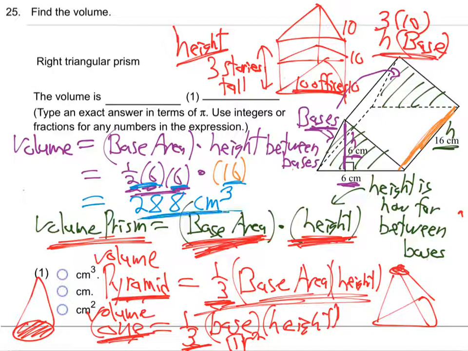Cubic centimeters, because volume is always cubic units. There we go. So whenever a prism is any shape that has two of something that match, same shape to same shape, the bases are triangles. The height is the height between the bases. So the base is a triangle, half base times height for that triangle, times the height between the bases. Comes out 288. There we go.